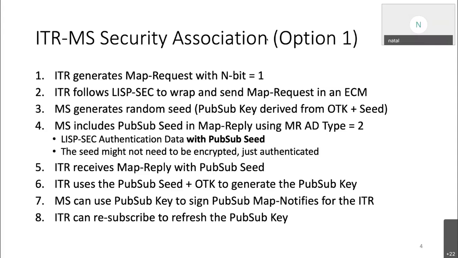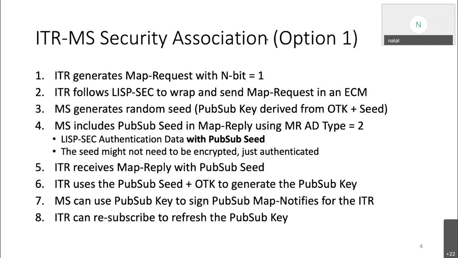Let me add a bit. Dino, I think the key distinction is that what you propose is using directly the one-time key. That's what I call option two in the deck. Option one is you derive the key from the seed plus the one-time key. Option two is you derive the key directly from the one-time key. So the difference I see is that in the first option, you generate the key from two pieces of information that never go on the same path, right?